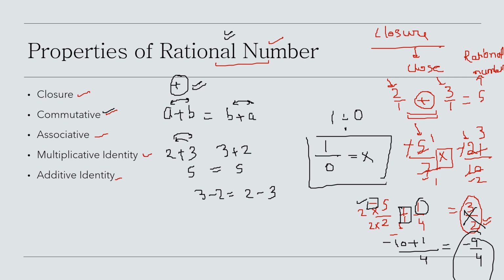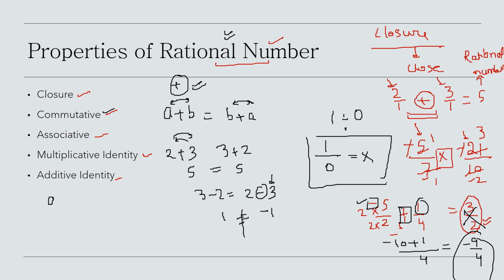Now tell me, is this true for subtraction also? 3 minus 2 is 1. Now I am changing its order, 2 minus 3. If you take away 2 from 3, it is 1, but 3 is greater, so it will have a negative sign. So are these equal? No, these are not equal. So subtraction of rational numbers does not hold commutative property. Okay, subtraction does not hold commutative property. Is it clear?